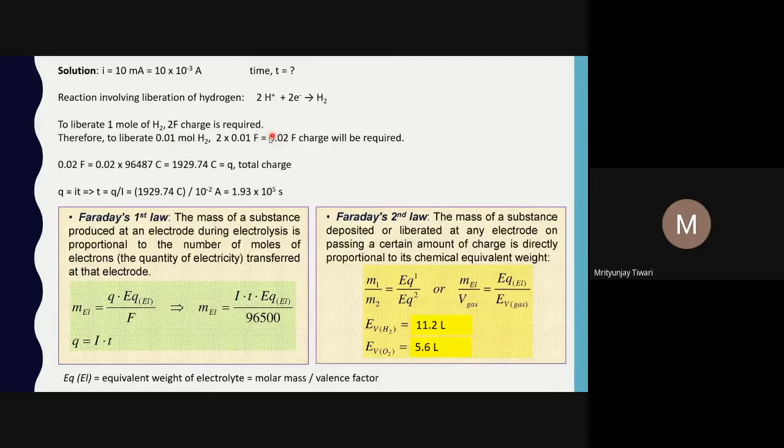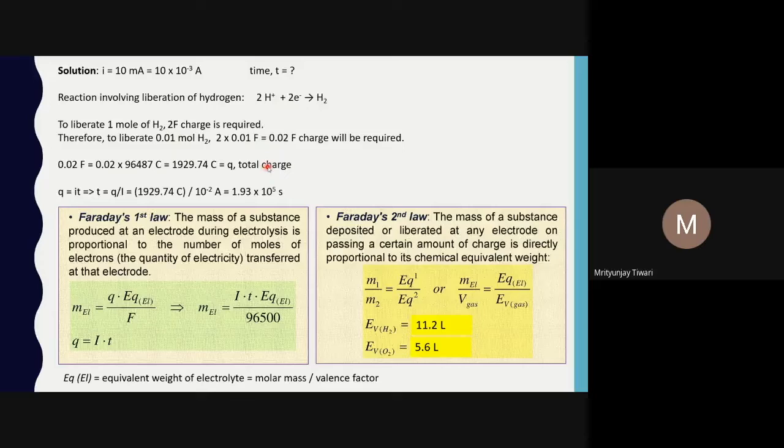And 2 into 0.02 Faraday, this value of charge will be required. Now this value 0.02 Faraday, we can convert it into coulomb. So 0.02 Faraday is equal to 0.02 into 96,487 coulomb. This is equal to 1929.74 coulomb, which is the value of Q, the total charge.